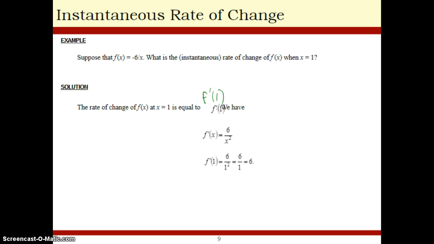So we just took the derivative here. We said f of x equals negative 6 x to the negative 1. Well, that's not f prime, that's the original function. So when we take the derivative here, f prime of x is going to be 6 x to the negative 2, which gives us 6 over x squared, in case you were wondering where that came from.